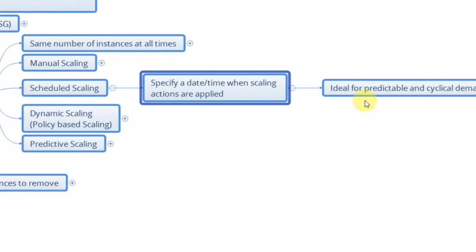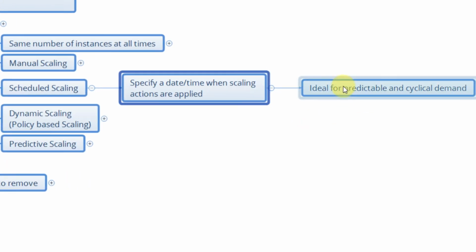You can also schedule scaling actions, so specify a date and time when actions are applied. This is good for computing that is predictable on a cyclical basis. For example, running a report between midnight and 2 a.m. To run the report, you need extra capacity, and you can schedule scaling at that time.